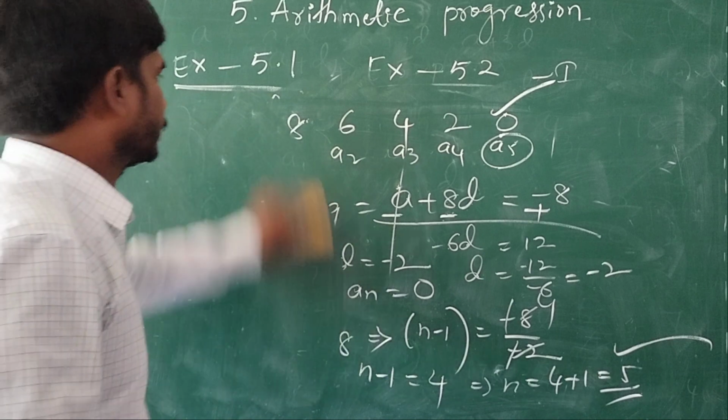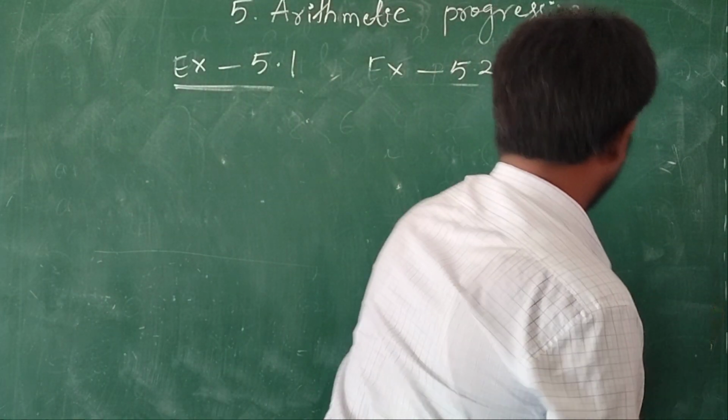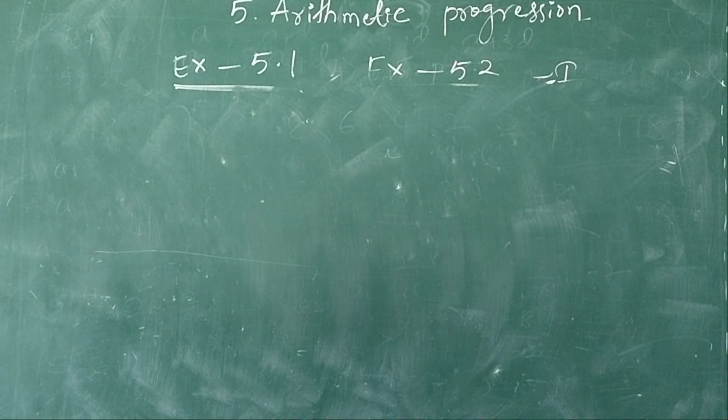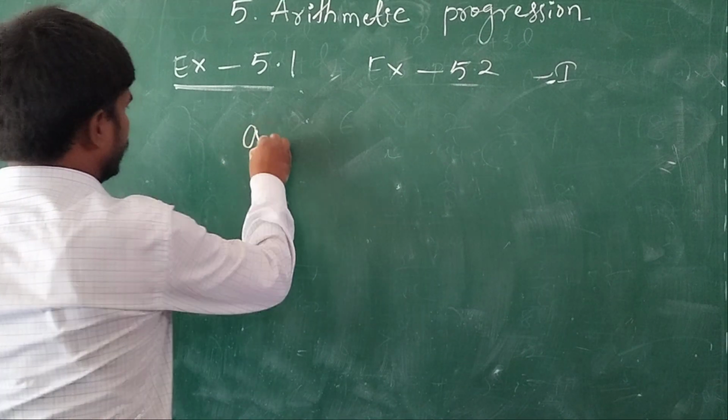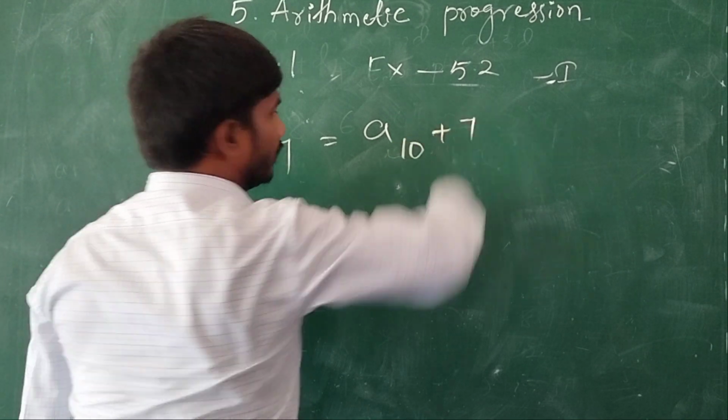Next problem. 10th one. The 17th term of an AP exceeds its 10th term by 7. Find the common difference. See here, that A17 is 7 more than A10.